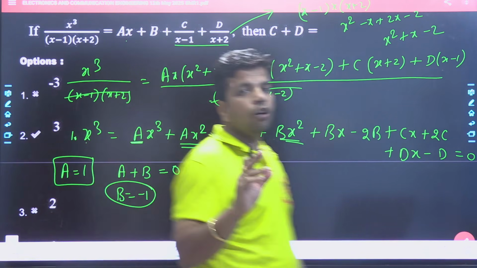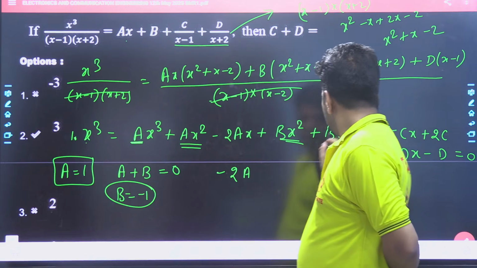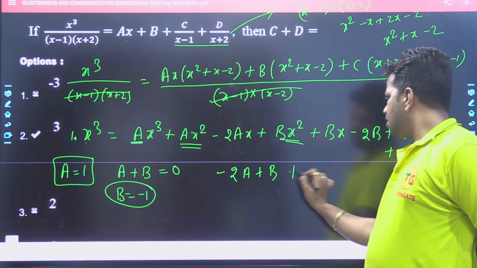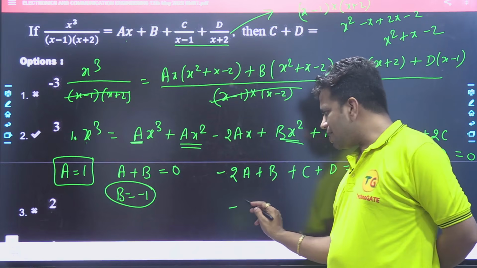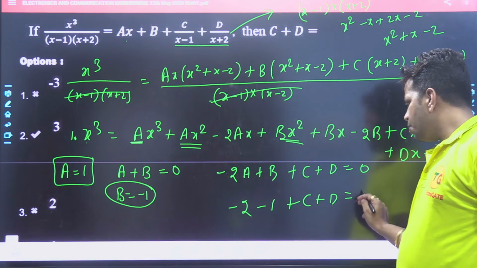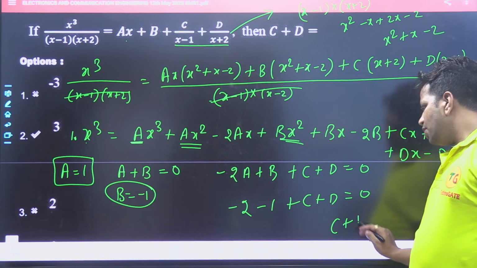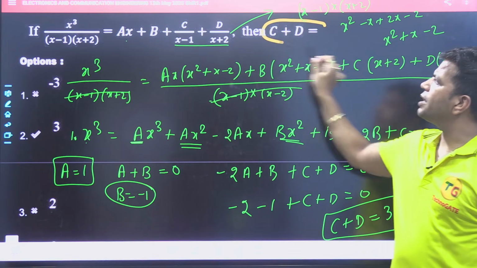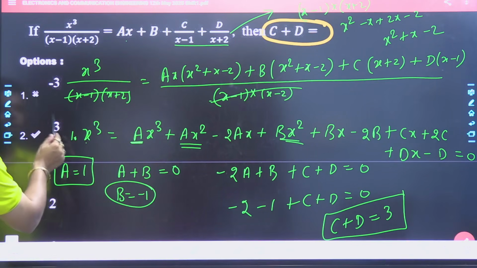Now compare the coefficient of x. So from this minus 2a, from this plus b plus c plus d is equal to 0. Now the value of a is 1, so this is minus 2. The value of b is minus 1, this is minus 1, plus c plus d equals 0. So minus 2 minus 1 becomes how much? Minus 3. So c plus d is equal to 3. They're asking the question, what is the value of the addition of c plus d? So simply you can say that 3 is your answer, and it is given in the second option.